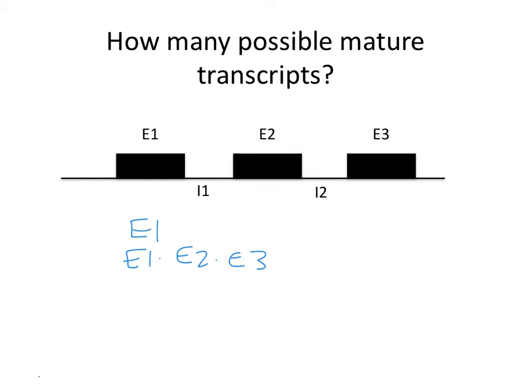Other possibilities. E1, E3. You splice out exon 2. And we're not just making stuff up. This actually happens. Yeah? Could we just leave it the same? You could leave it the same. It could be totally unspliced. Even though it has introns, you might go into the cell and find some transcripts that haven't spliced. Exon 1, intron 1, exon 2, intron 2, exon 3.